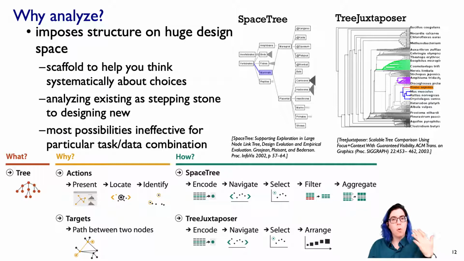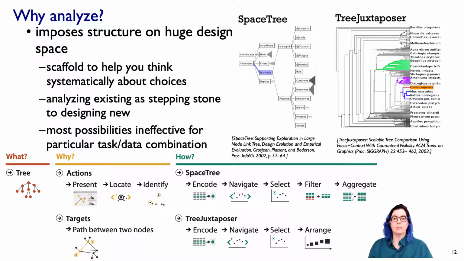So in terms of what data are we looking at? In this case, they're both trees. In terms of why are we looking at it, let's posit that we're trying to actually go through and locate and identify things, in particular, a path between one node at the leaf of the tree all the way up to the root.